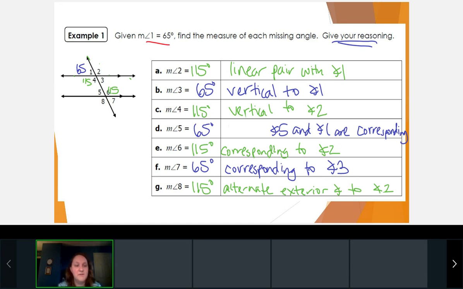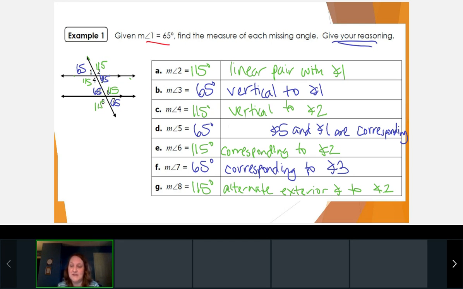Okay. Here's what I want you to take away from it. I'm going to write this in my picture. 65, 65, 65. What do you notice about all of the acute angles in this picture right now? You can type it in the chat. What do you notice about all of the acute angles in the picture? They're all the same. They're all 65.